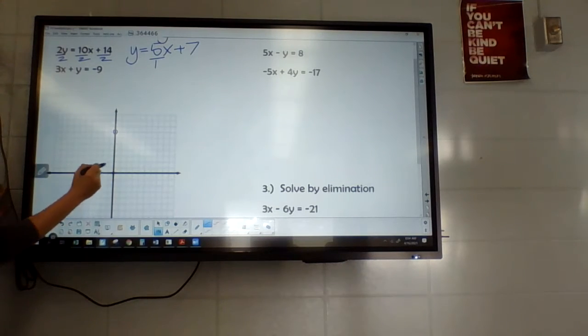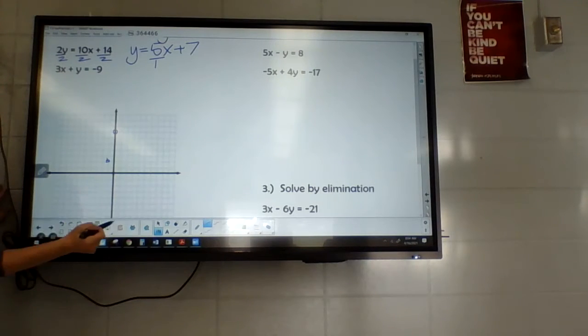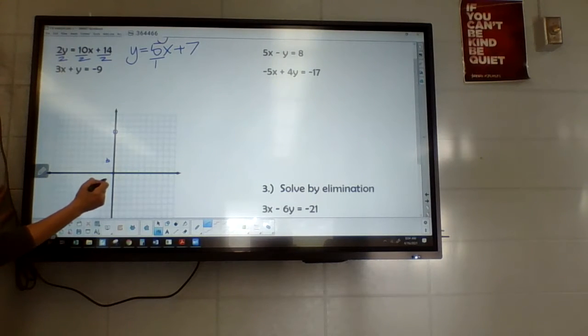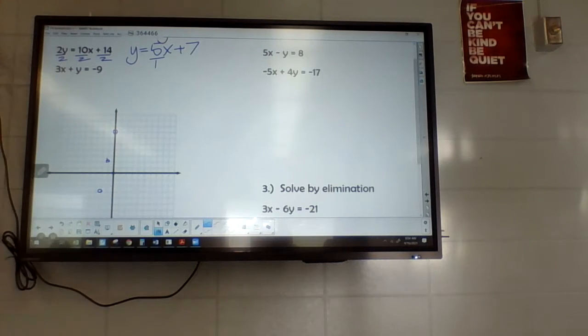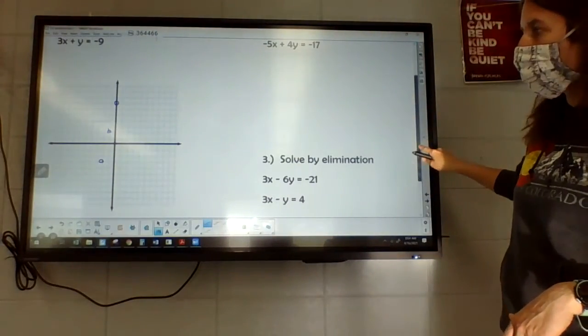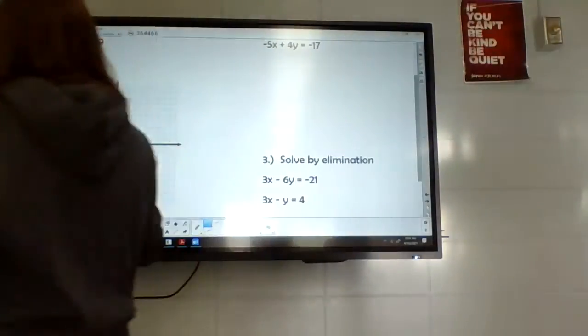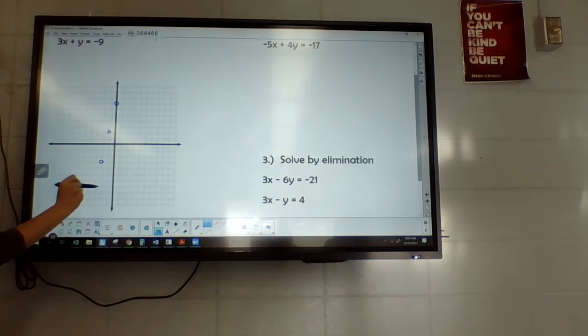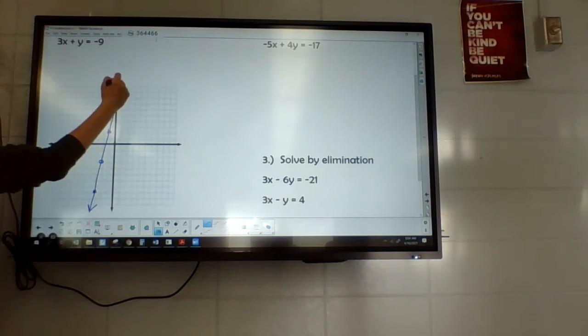So I'm here. 1, 2, 3, 4, 5. So I have my line going there. I might go one more time just to make sure I have all the points that show up on the graph. So, graphing my line.